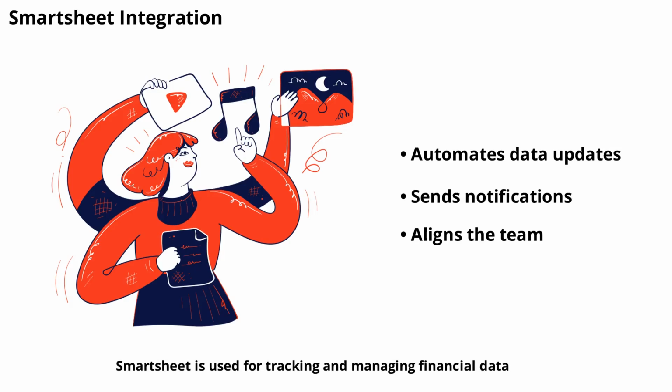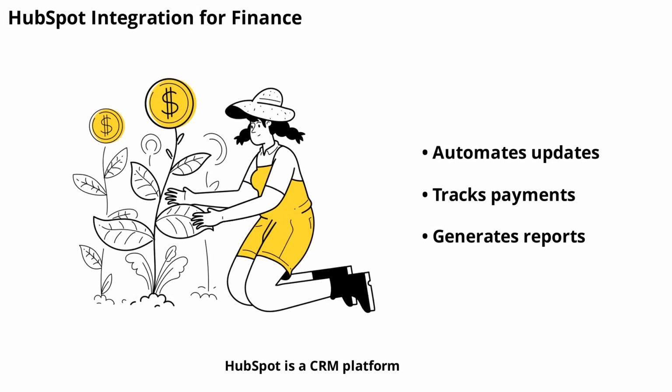Smartsheet is used for tracking and managing financial data. Power Automate integration enables automatic updates, notifications, and reporting. For example, when a new budget is approved, Power Automate can update Smartsheet and notify the team, ensuring everyone is aligned. HubSpot is a CRM platform that can hold valuable financial information.